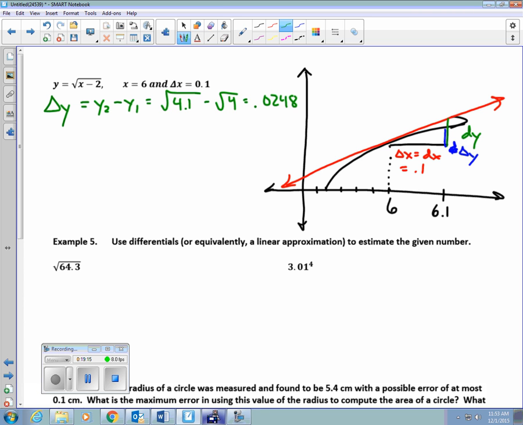Okay, let's calculate dy. What's my formula for dy? F prime of x dx. Good. So I need to come up with f prime of x. How do I find the derivative of that? What do I have to do? Chain rule. So we've got x minus 2, and we got u to the 1/2. What's the derivative of u to the 1/2? 1 over 2 root u. What's the derivative of x minus 2? 1. So we get 1 over 2 times the root of x minus 2 times dx.